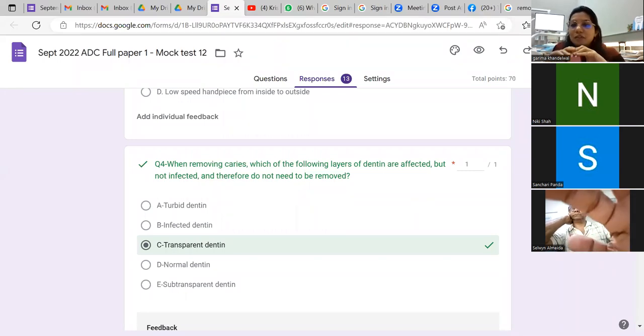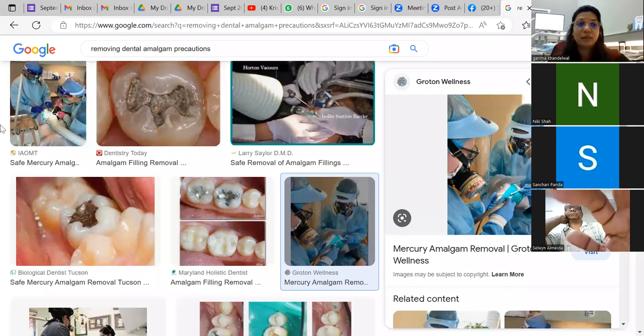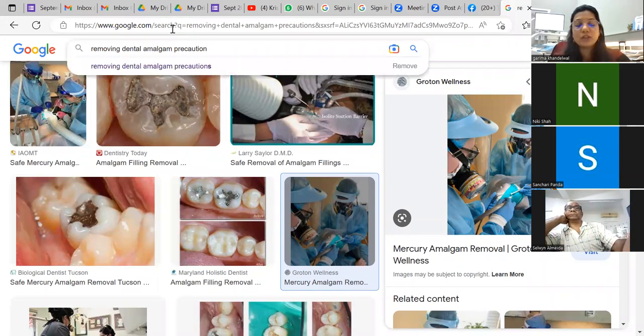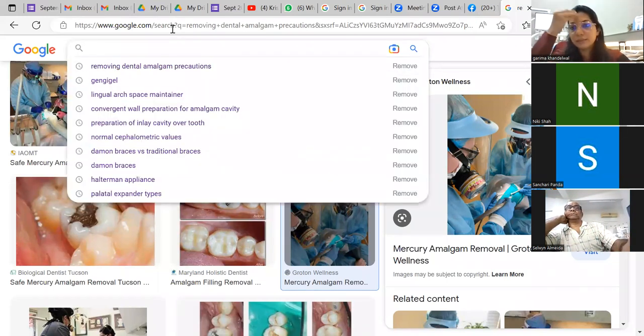Have you seen a picture of affected and infected dentin? Histology, remember? Let's see how it looks. Why do I show you all the pictures? So that it's imprinted in your brain. Let me ask you one question.